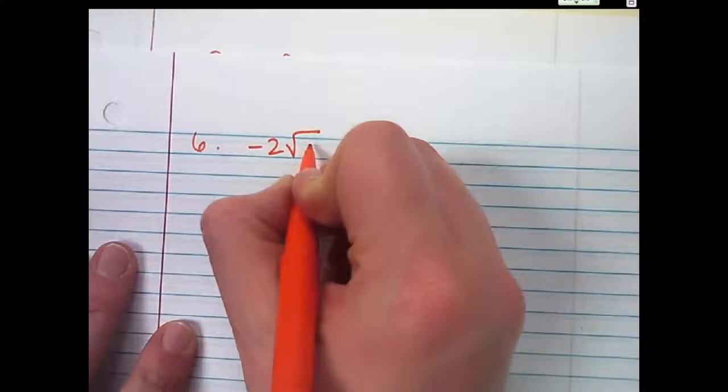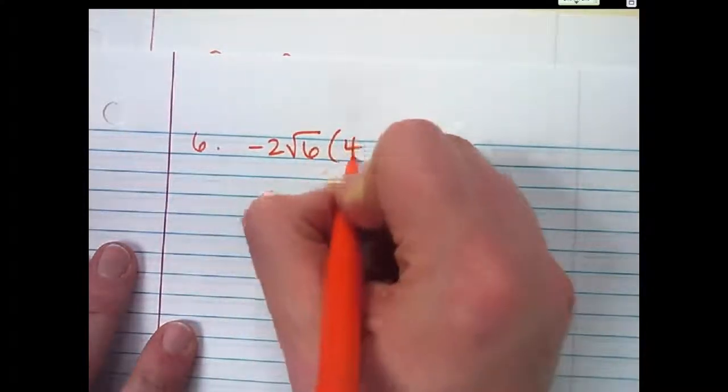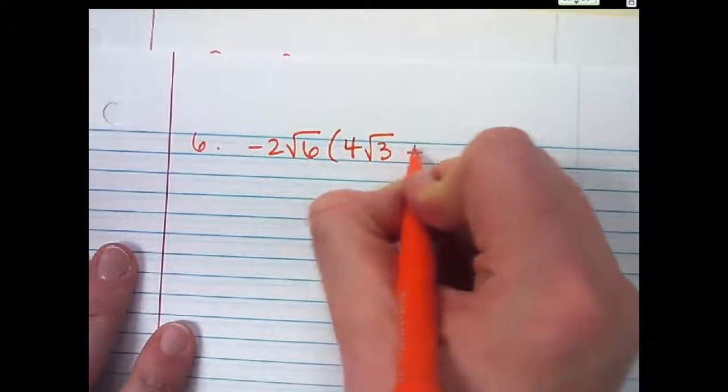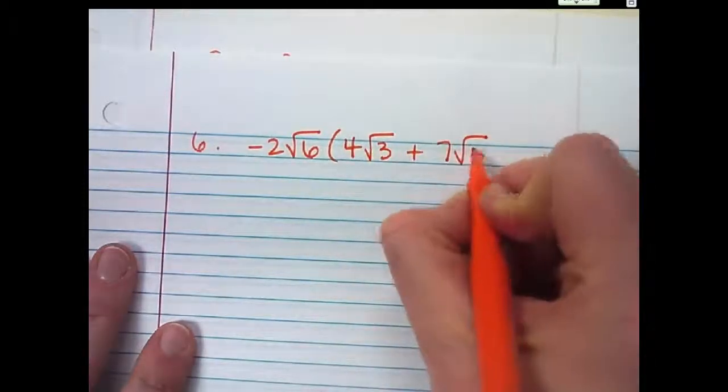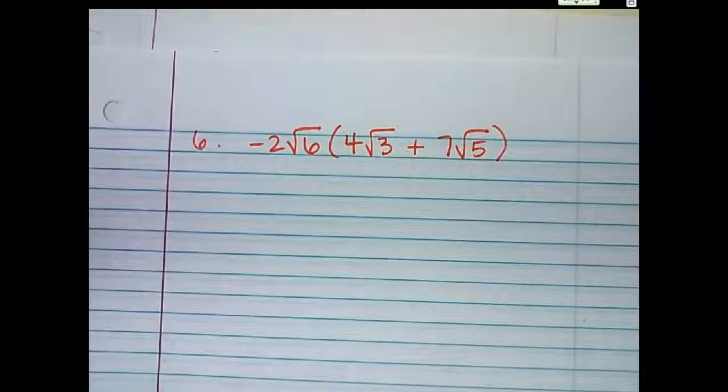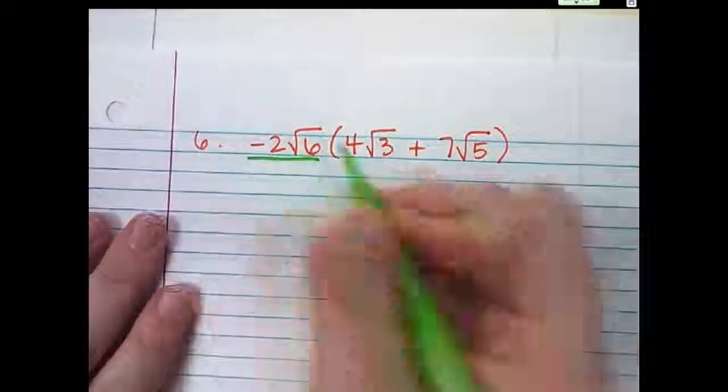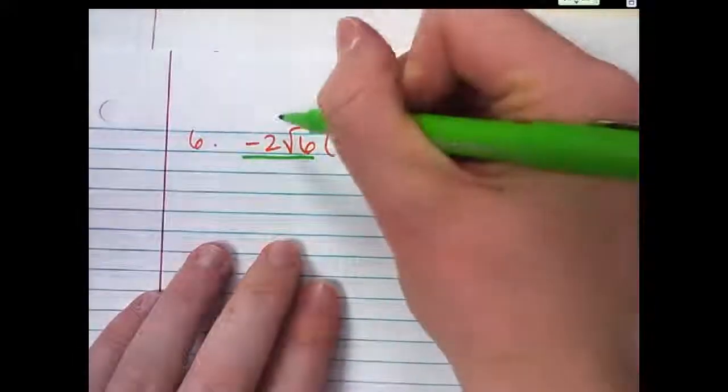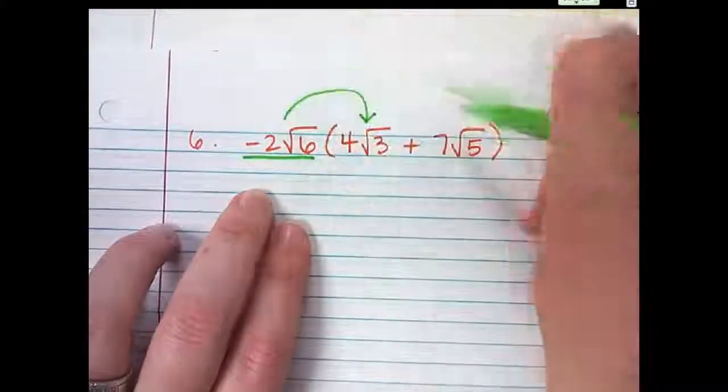Okay, 2 more. Number, what do we got? 6. There we go. Negative 2 square root 6 times 4. Okay, so instead of two binomials, this is just a single term. So just be careful because some people get confused by the two parts. You're multiplying this whole thing by this term and then by the second term.